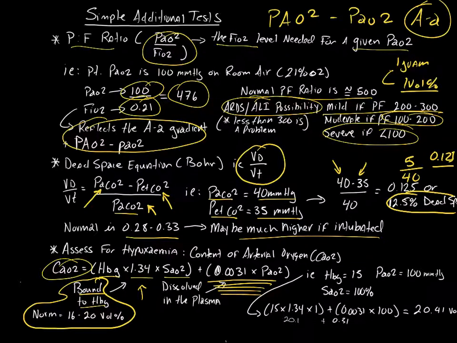And we know that oxygen is a very nonpolar molecule, doesn't like to dissolve in our blood. And so it's a much, much smaller number. And that is 0.0031 multiplied by the PaO2. And where did I get this constant here? Well, this constant basically says for every millimeter of mercury of oxygen that I have dissolved in my blood, I will have 0.0031 milliliters per deciliter of oxygen, right?